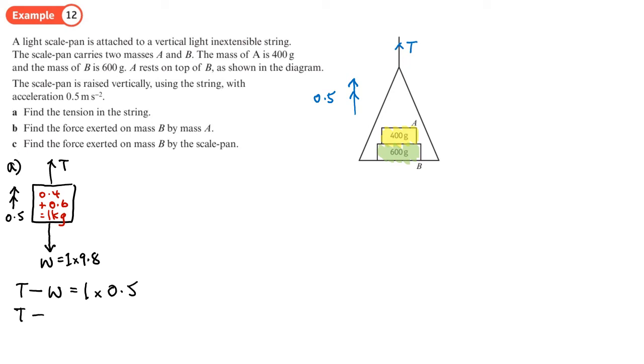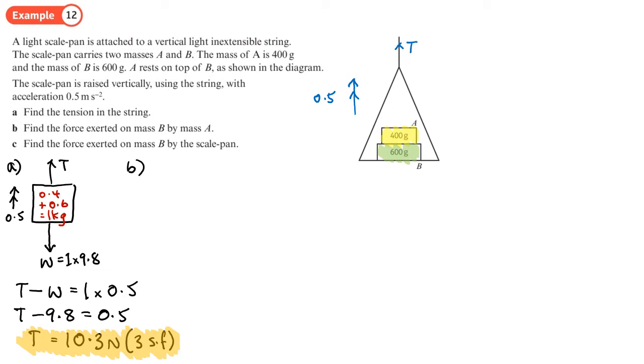W is 9.8. So T is going to be equal to 0.5 plus 9.8, which will be 10.3 newtons. That's 3 significant figures. I could also give the answer to 2 significant figures. So notice in this part of the question, what we're able to do is just to clump the masses together, treat it as one mass because they're both going in the same direction, and we're looking at a force that is outside of the 2 masses.